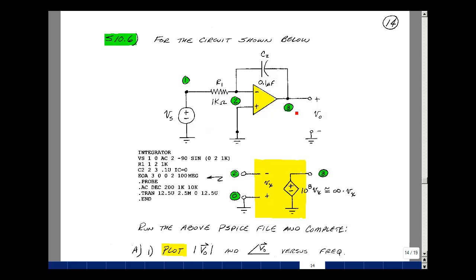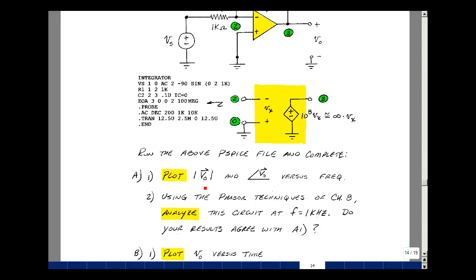Given this integrator circuit, where I'm modeling the op-amp as a voltage-controlled voltage source with an open-loop gain of 100 million. I'm also giving the capacitor an initial condition of 0, although we're going to change the value of that shortly. You take this file and run it in PSpice and complete the following tasks.